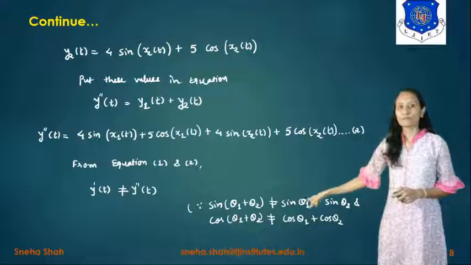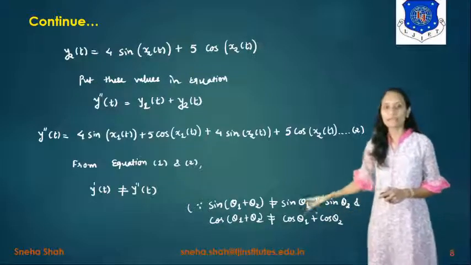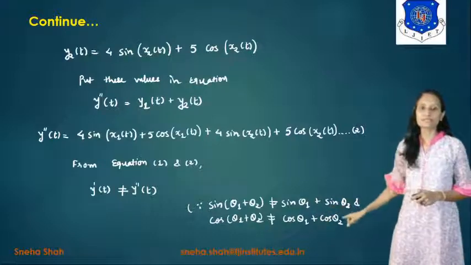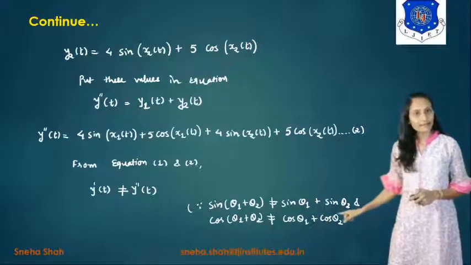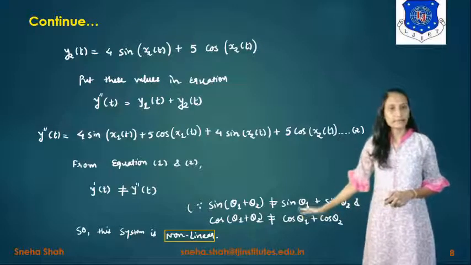Why? Because sin of theta 1 plus theta 2 does not equal sin theta 1 plus sin theta 2, and cos of theta 1 plus theta 2 does not equal cos theta 1 plus cos theta 2 directly. So from this we can say that this system is non-linear.